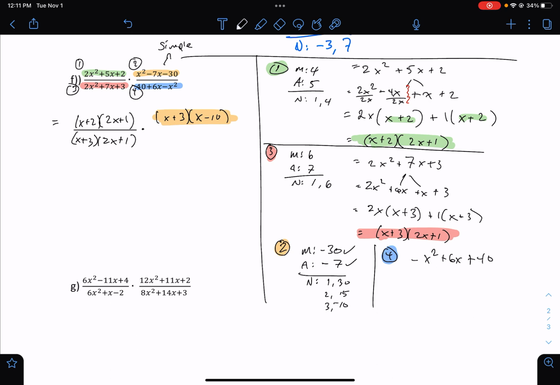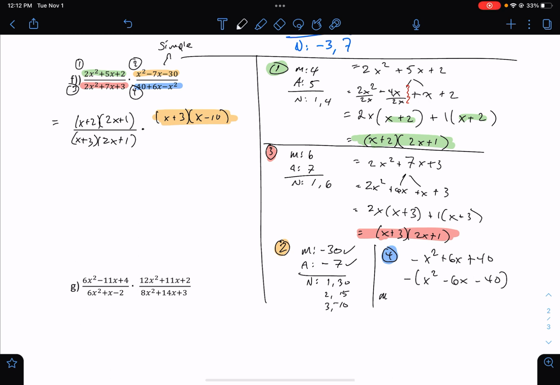Is the x squared by itself right now? No, there's a negative on it. So if you were to do this without doing anything smart, you would have to find two numbers that multiply to negative 40 and add to 6. And because this is a complex trinomial, you'd have to decompose the middle term. Nobody wants to do that. Turn it into a simple trinomial. Factor out that negative. So we get negative out front, x squared minus 6x minus 40.